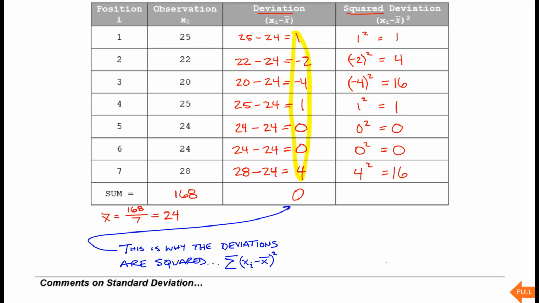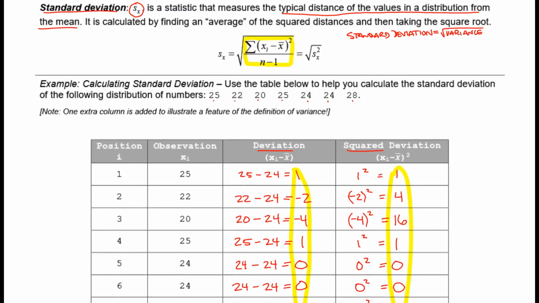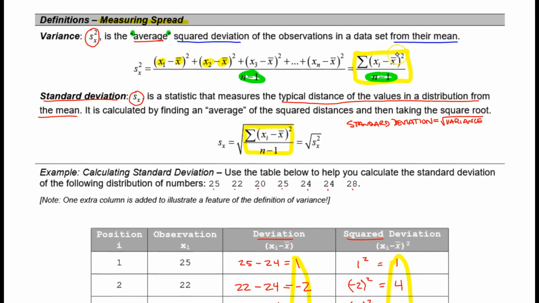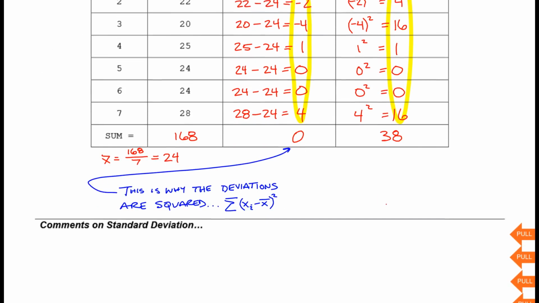All right, so those are my squared deviations. We're going to add those up. Let's see, 16 and 16 is 32, plus 4 is 36, 37, 38. So the sum of those values is 38. Let's take a look back up at our definitions to see what we've actually done so far. Variance is the sum of the squared deviations divided by n minus 1. We've added up the squared deviations. We just still have to divide by n minus 1 to get our variance. So let's go ahead and do that next.